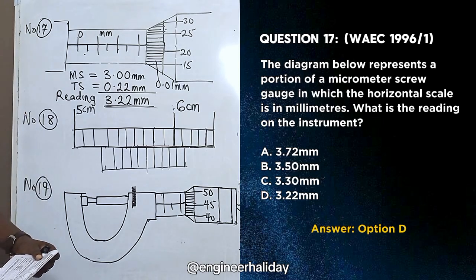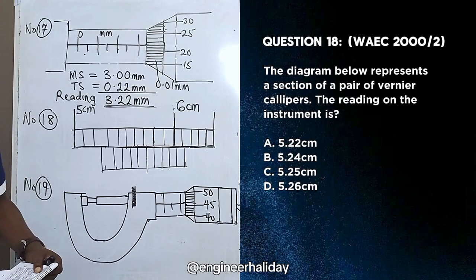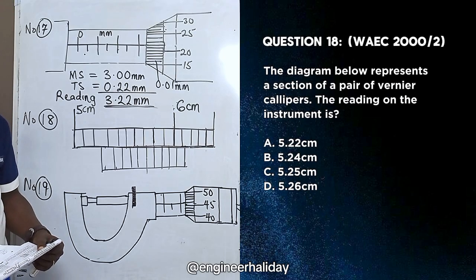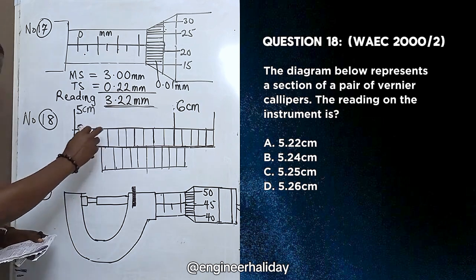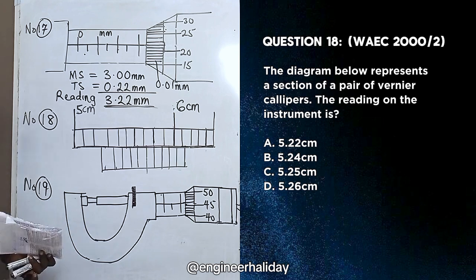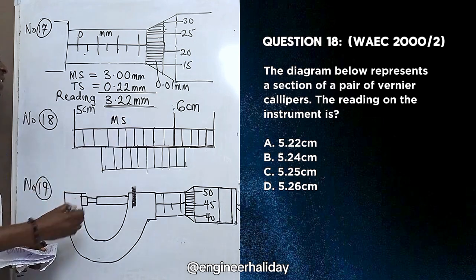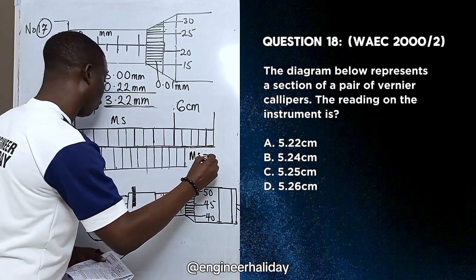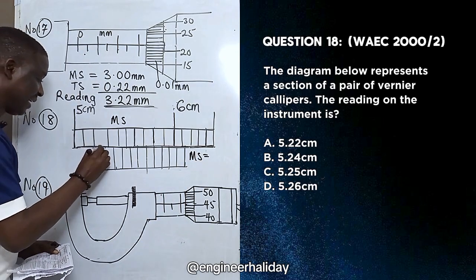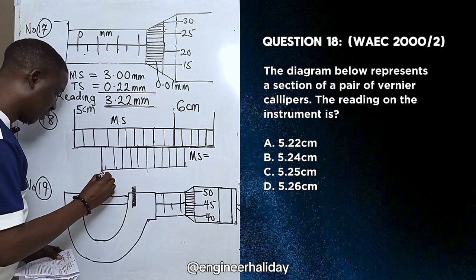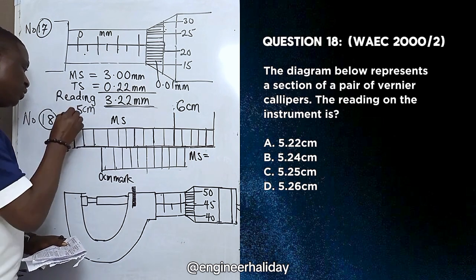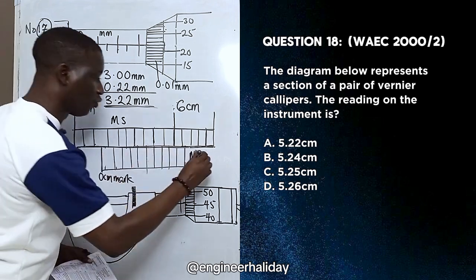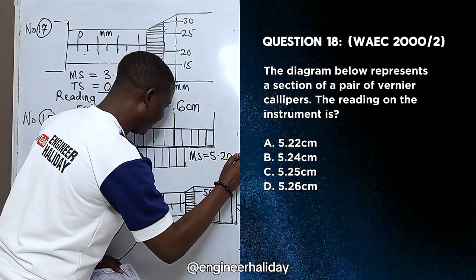Now we look at number 18, which is also stated on the board. It says the diagram below represents a section of a pair of vernier calipers. The reading on the instrument is dash. First we read the main scale before the 0 mark of the vernier scale. So this is 5.1, 5.2, which is 5.20 centimeter.